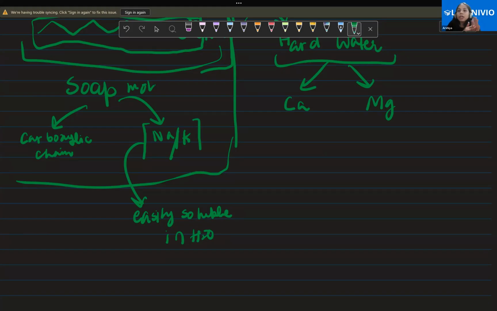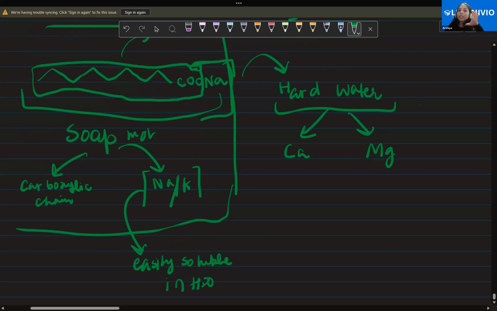Why? Because you put the soap bar under water and then rub it around your hand, and that's why some bubbles are there. Also, the soap does not stay the same size, right? It keeps on decreasing, getting smaller with use. That shows that it gets dissolved in water. So that soap contains either potassium or sodium. These metals are easily soluble in water.